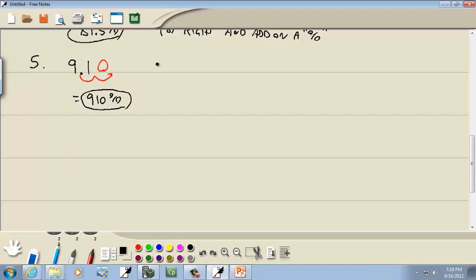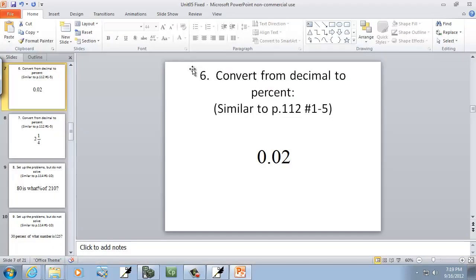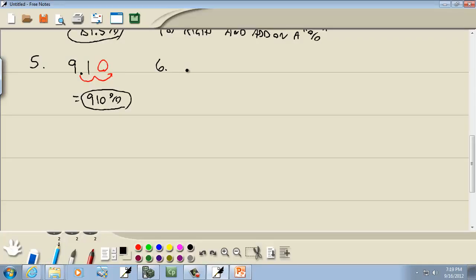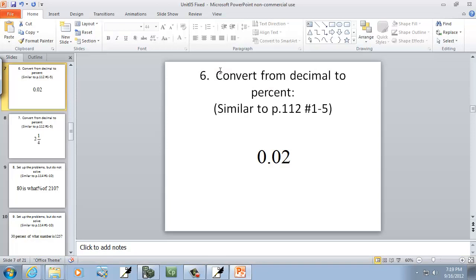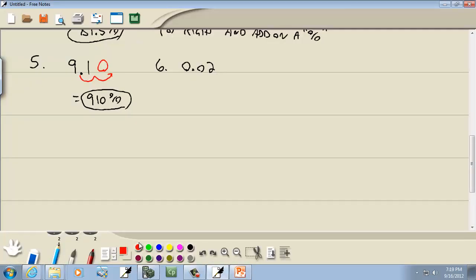Let's look at this one. 0.02. And it says to convert from decimal to percent. Well, still, move your decimal point two places to the right. There's 1, there's 2. And that gives us 2%. And that's our answer.